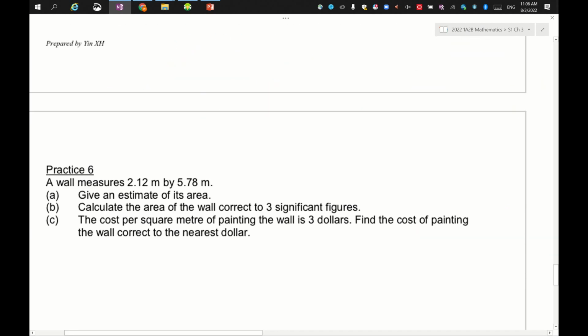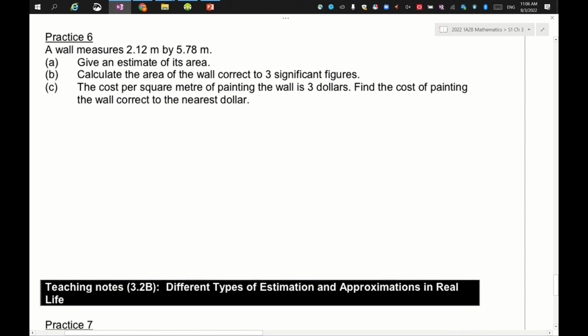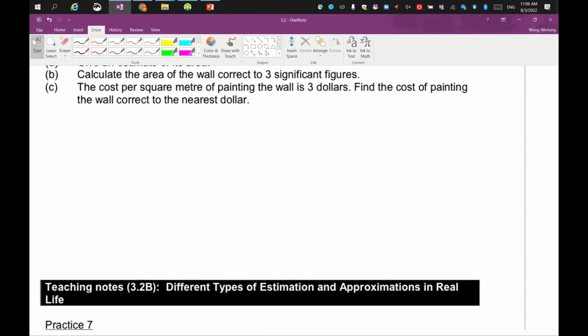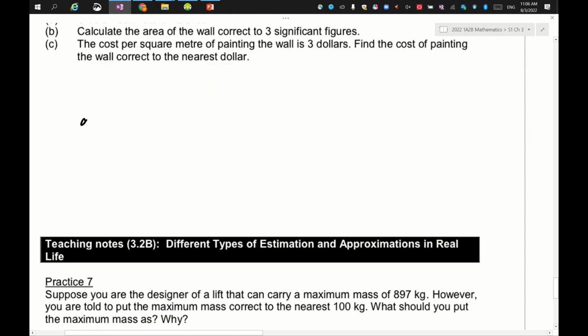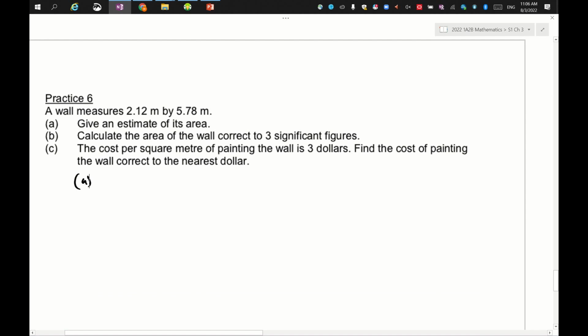Okay? Now practice number 6. The wall measures 2.12 by 5.78. Give an estimate of the area. So part A, always state what you are doing. In this case, area equals 2.12 times 5.78. Since they wanted us to estimate, I will just round it off to something convenient for me. 2 times 6, yeah. And I get 12 square meters. This is my estimated value.